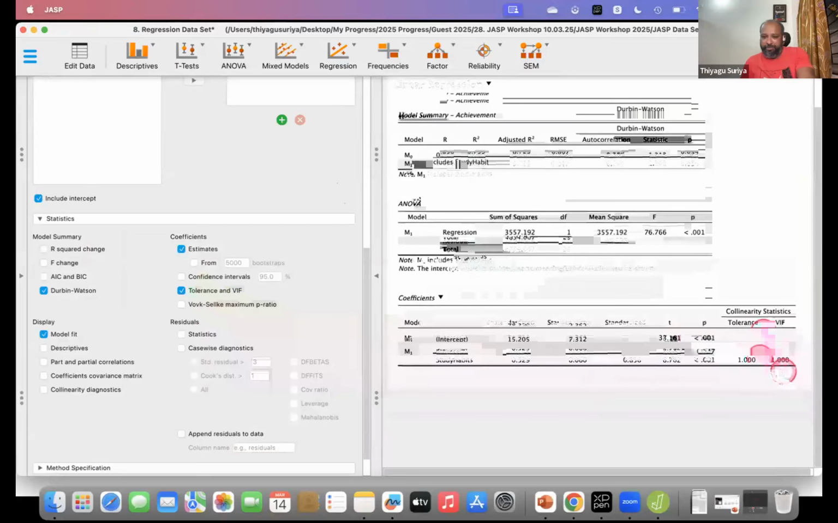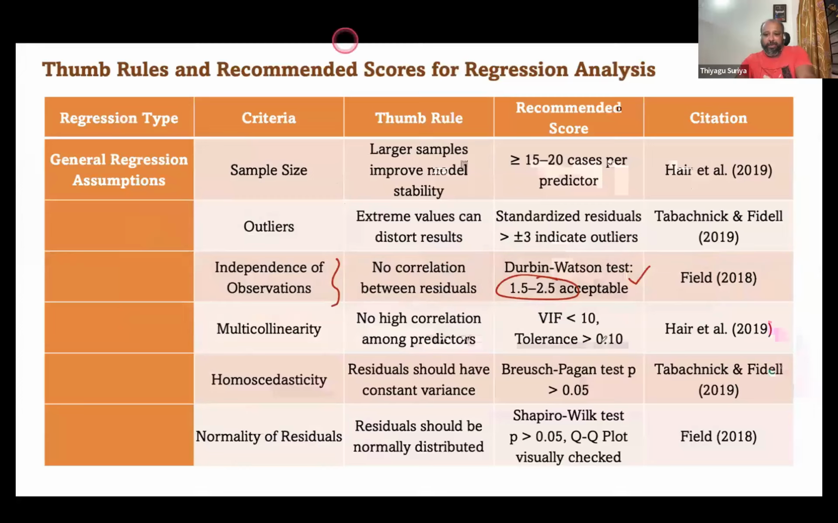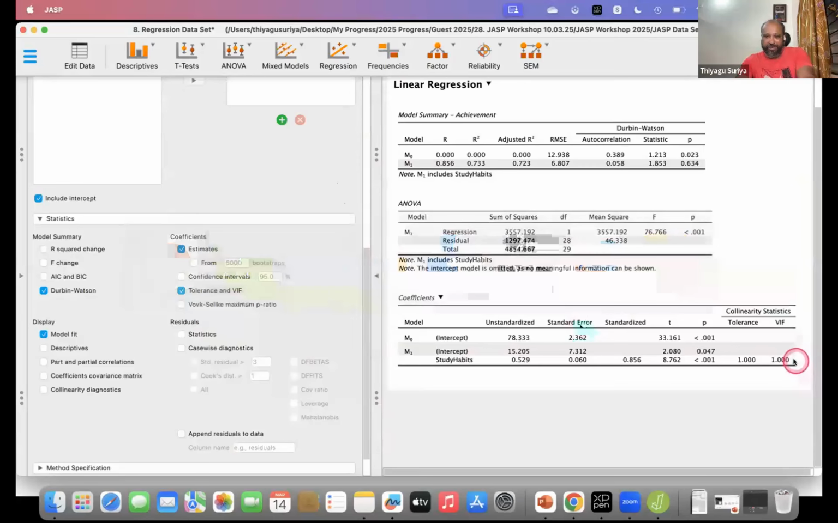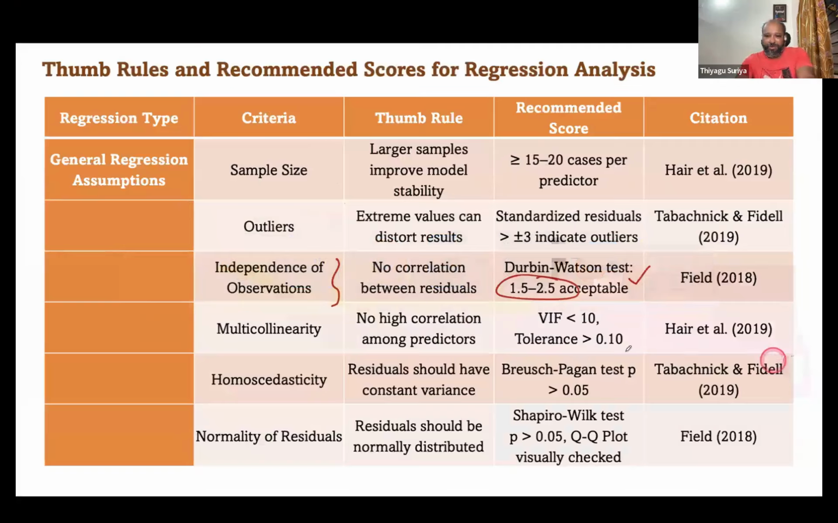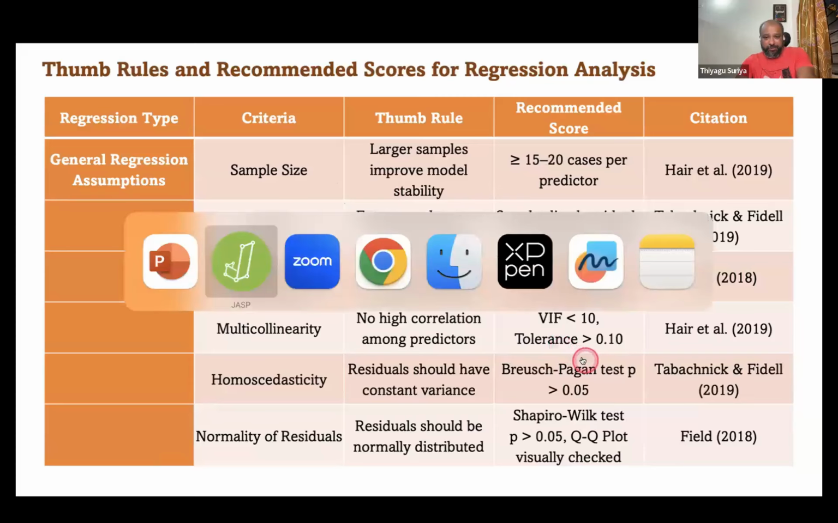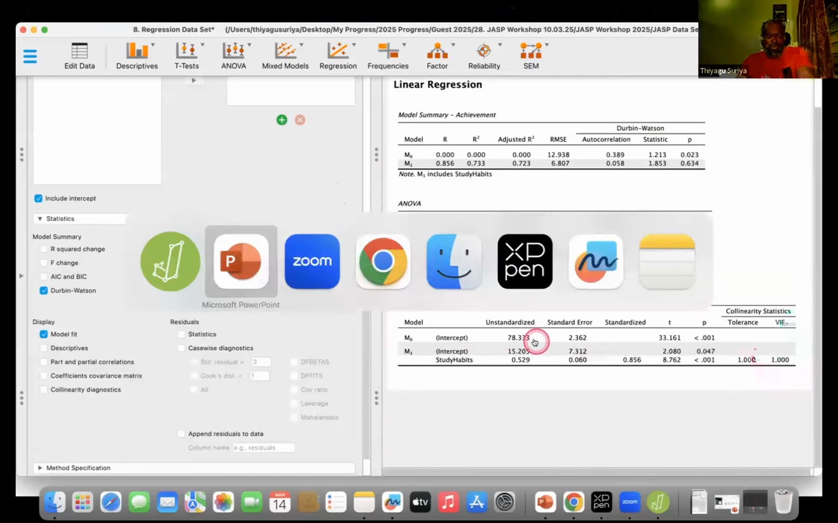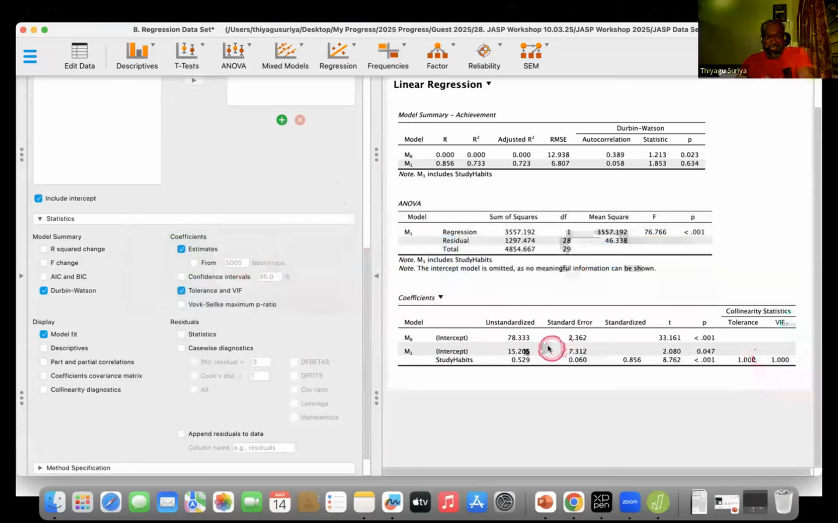So what about the interpretation? VIF should be less than 10. What is our VIF? VIF is 1. Therefore, it's satisfied. But in the case of tolerance, it is also 1. At least we can say VIF is satisfied. Both are talking about multicollinearity, so you can take any one of them for multicollinearity.